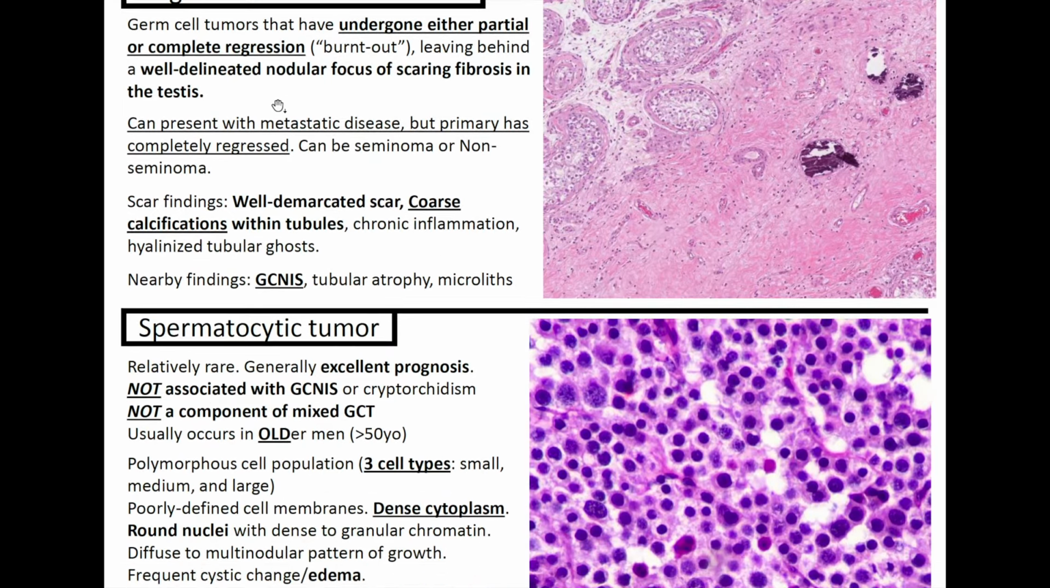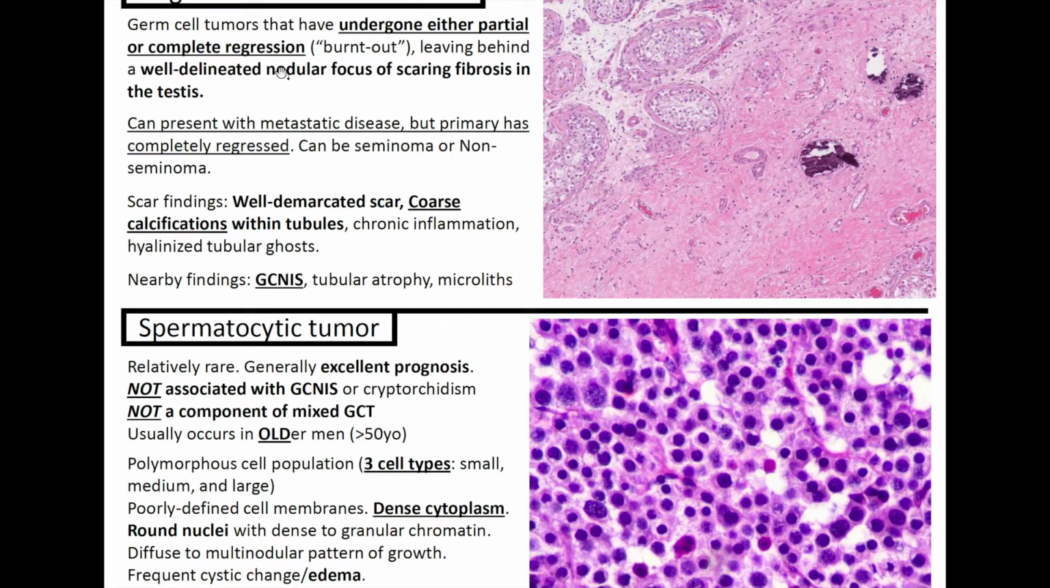So the next entity we'll talk about is a regressed germ cell tumor. So these are germ cell tumors that have undergone either partial or complete regression. So they're kind of burnt out, you could think of it as, leaving behind a well-delineated nodular focus of scarring and fibrosis in the testis. They can present with metastatic disease, but the primary has completely regressed.